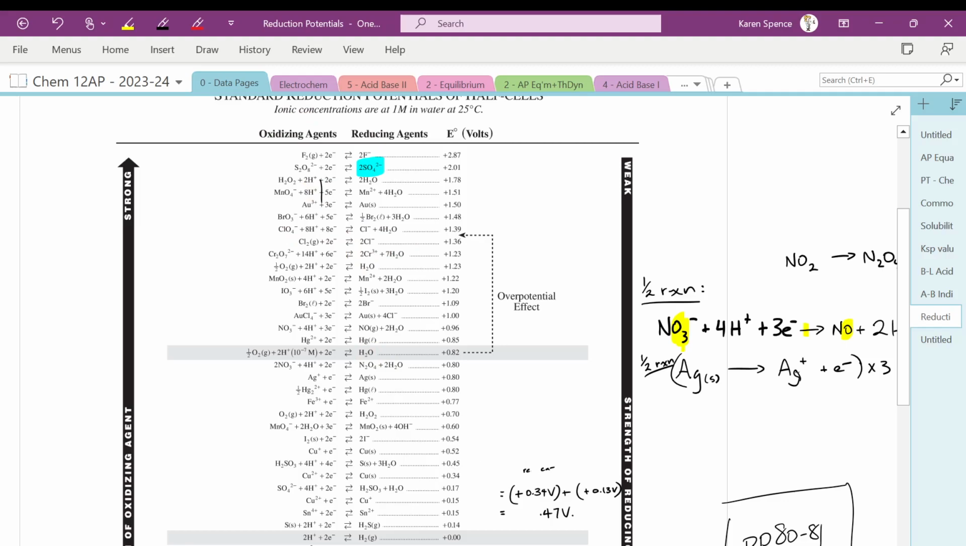See my little blue highlighting up there? Where is SO4 being oxidized? Way up at the top. Does that mean it's good at getting oxidized or bad at getting oxidized? Bad at getting oxidized. So if we're comparing it with water, it definitely loses. Okay?